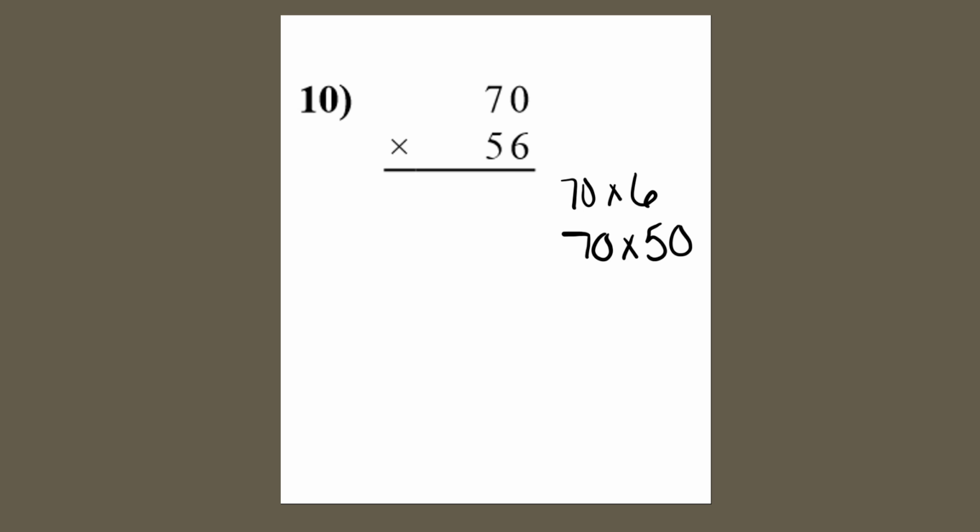Okay, so the first thing I'm going to do is start with 6 and do 6 times 70. So first I go straight up. 6 times 0 is 0. And then I will multiply the 6 by the 7. 6 times 7 is 42.